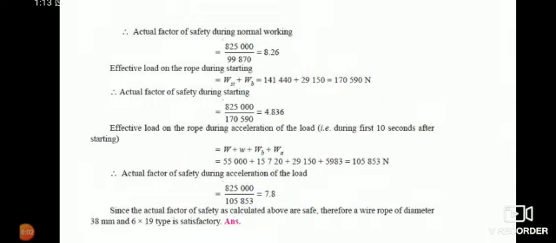Effective load on the rope during acceleration of the load equal to W plus WB plus WA equal to 105,853 Newton. So actual factor of safety during acceleration of the load equal to 825,000 divided by 105,853 equal to 7.8. Since the actual factors of safety calculated above are safe, therefore a wire rope of diameter 38 mm and 6 into 19 type of rope is satisfactory.